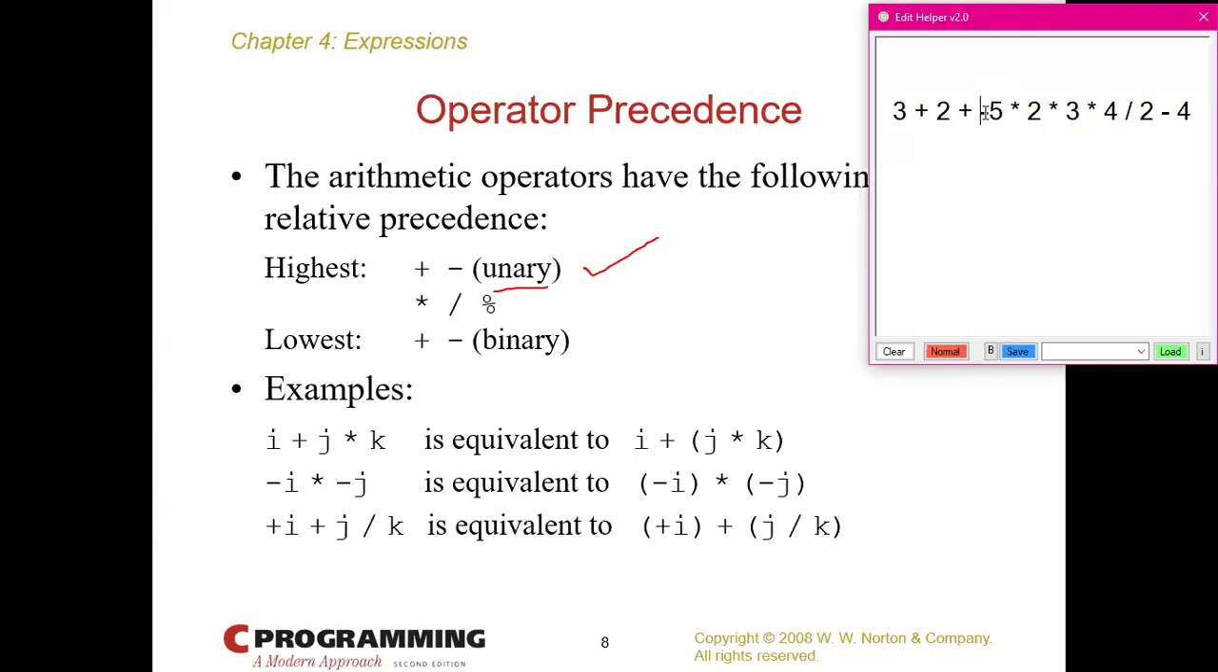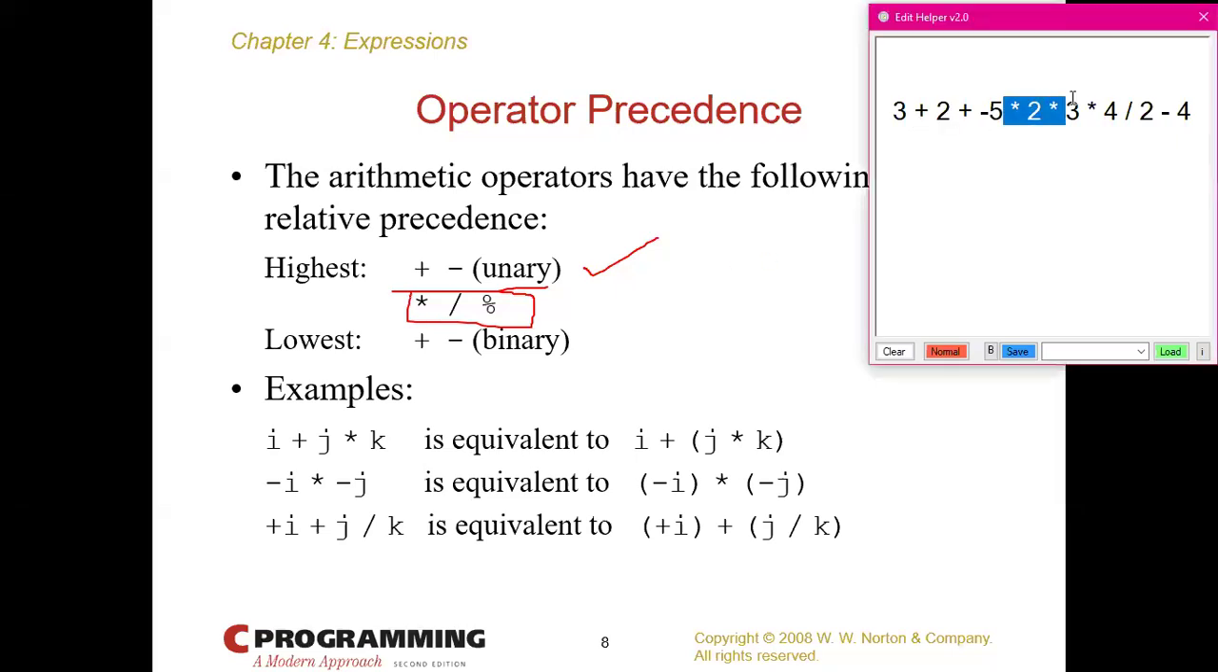So we have to make sure that we deal with minus 5 first. All right, so minus 5 converts this expression to 2 minus 5. And after that, we deal with the multiply, divide, and remainder. Here we don't have remainder, so we deal with the multiply and the divide.